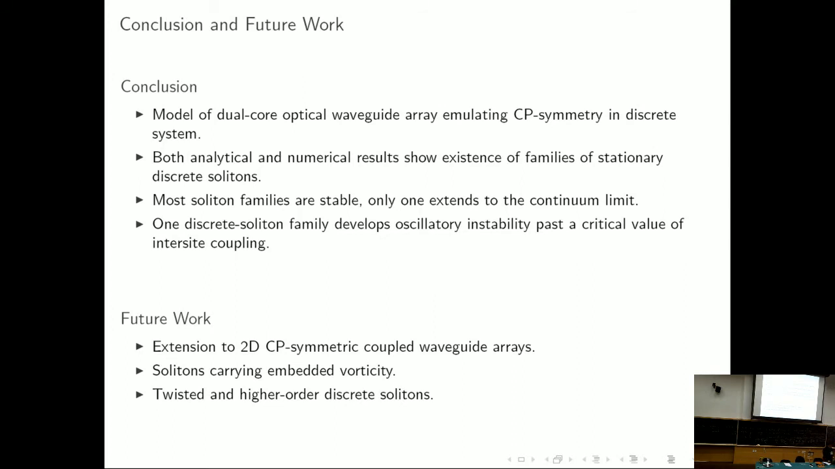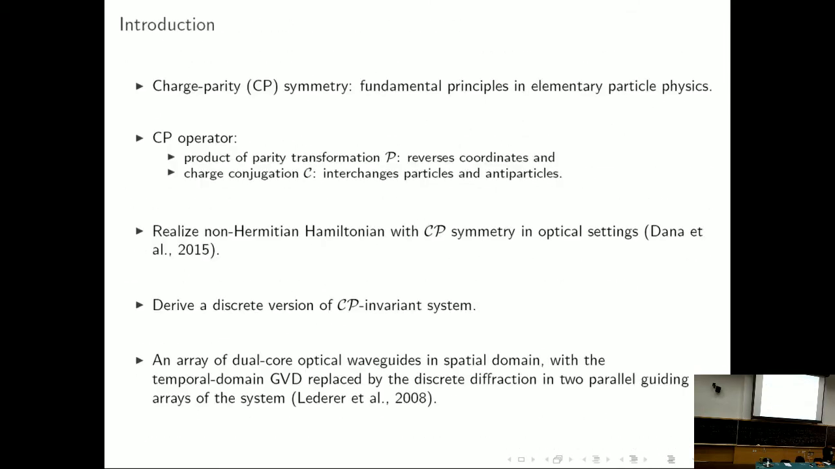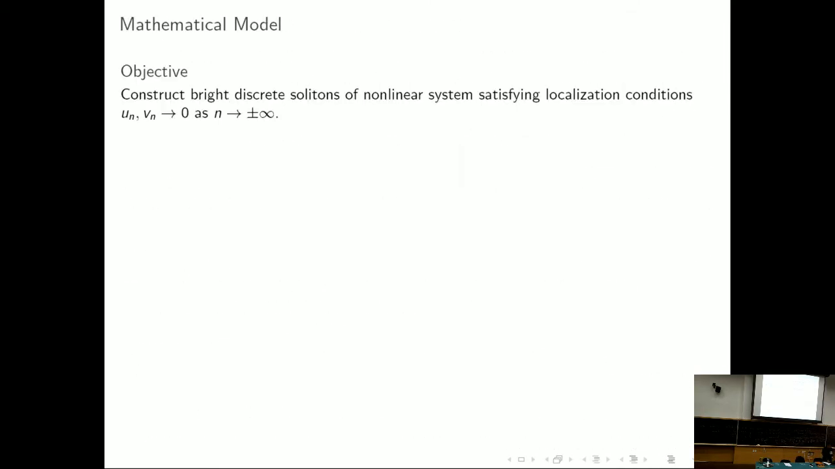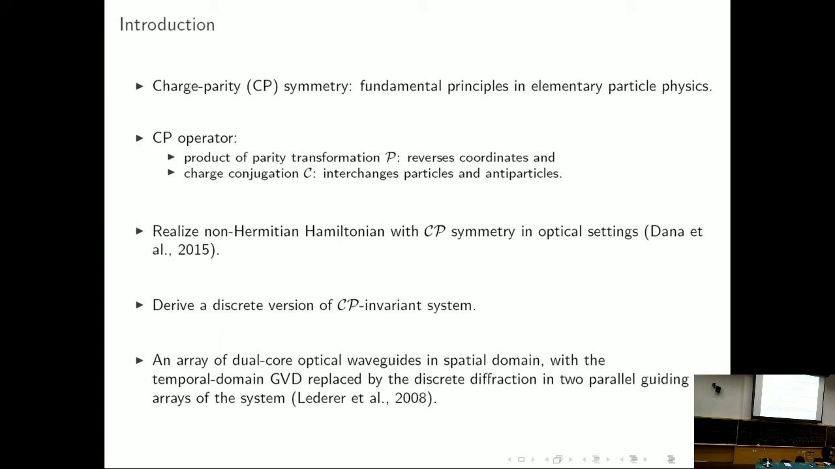The model. So let's go back to the model that I wrote over there. The parity is the reversal of coordinate. I think that's the space, right? So maybe this n. Yes. And then the charge is the interchange between particles and antiparticles.